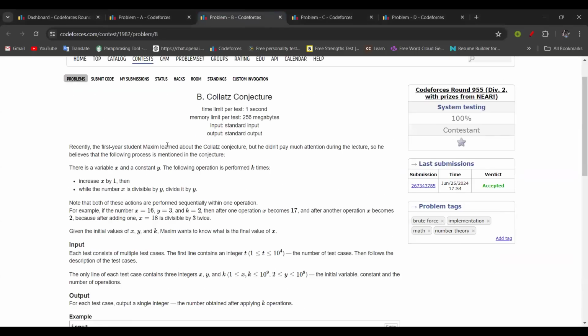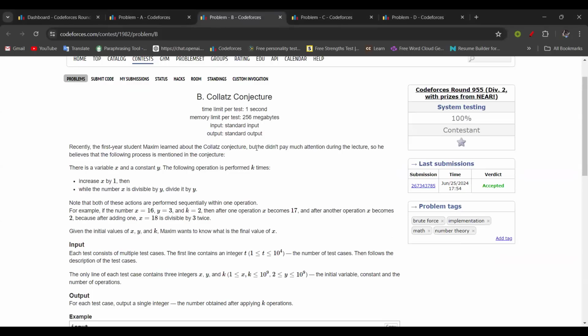Okay. So let's move to the second problem. Collatz's conjecture. So recently, the first year student Maxim learned the Collatz conjecture. If you don't know about Collatz's conjecture, there's no problem. But if you have an interest in mathematics, you can actually search about it. It's a very interesting thing. But in this problem, that's not required because we are not given the actual Collatz conjecture, but something else.